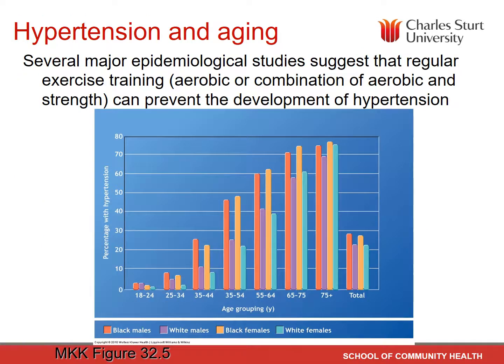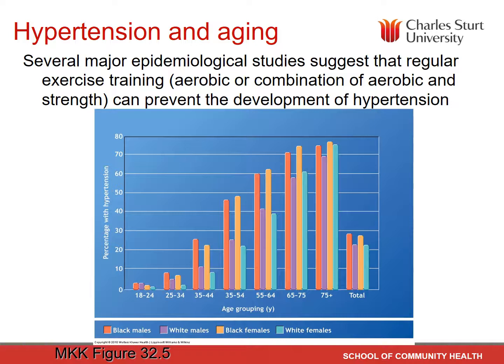So looking at hypertension and aging, several studies suggest that regular exercise can actually prevent the development of hypertension. This graph shows the incidence of hypertension with age. Like I spoke about before, as we get older, we have less compliance of that cardiovascular system, everything from the heart to the vessels, decreases in ability to allow blood to flow under less pressure.